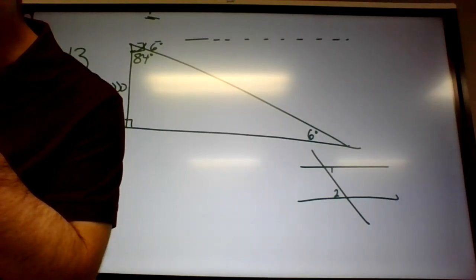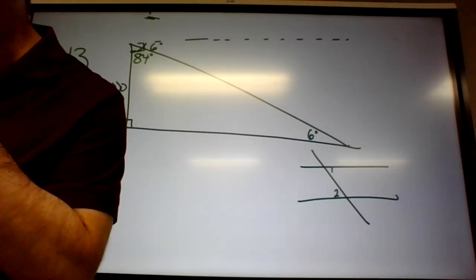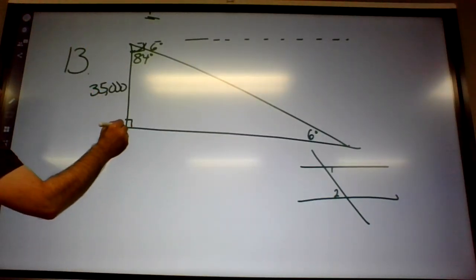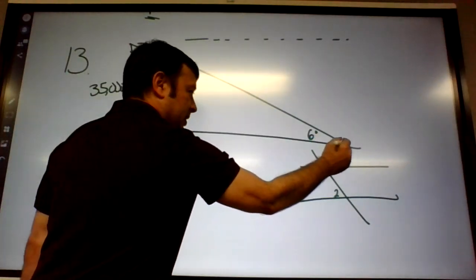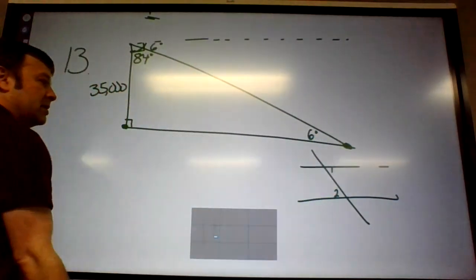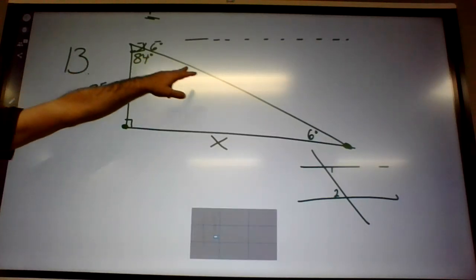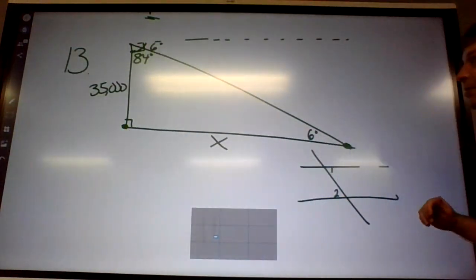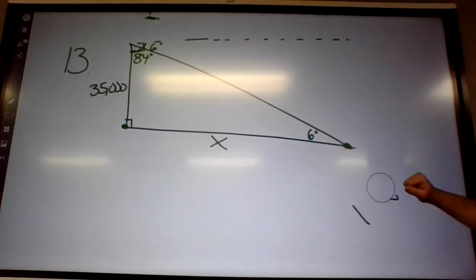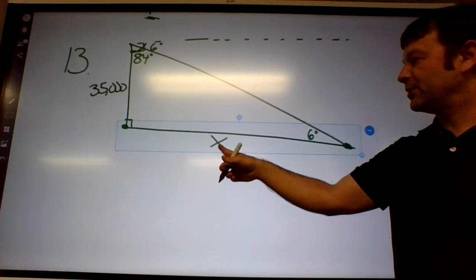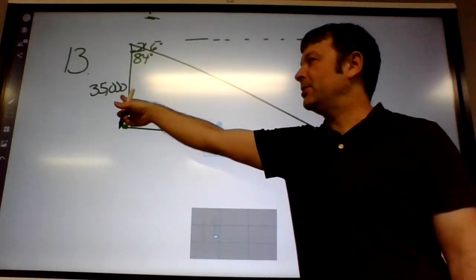The question is, what's the distance between the airport and the point on the ground directly below the plane? So, point on the ground directly below the plane, airplane's heading towards the airport over here somewhere. So we're looking for that. You could use this angle, you could use this angle. Relative to this angle, what side am I looking for? Adjacent. And the side I already know.